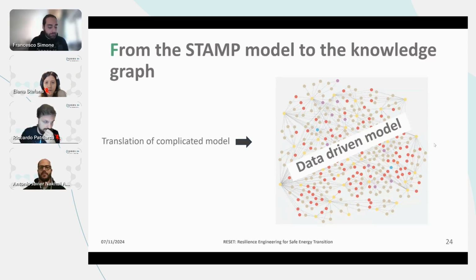Yeah, by means of this ontological model, we could translate a safety control structure, something that is adhering to the STAMP principles and modeling the world around us following STAMP principles. So there are controlled processes, controllers, and so on, and we can translate it into a knowledge graph because we have an organizing principle to give a sense of nodes and relationships inside the graph.